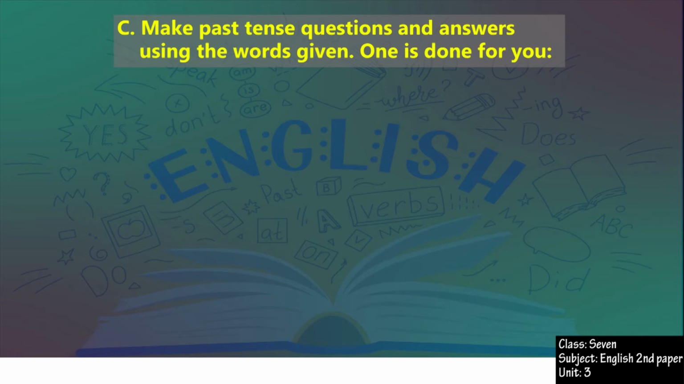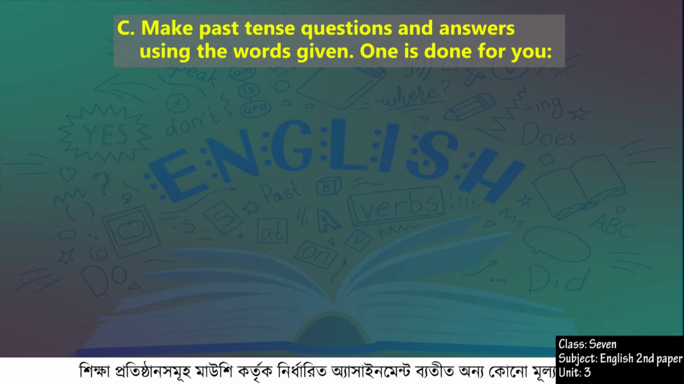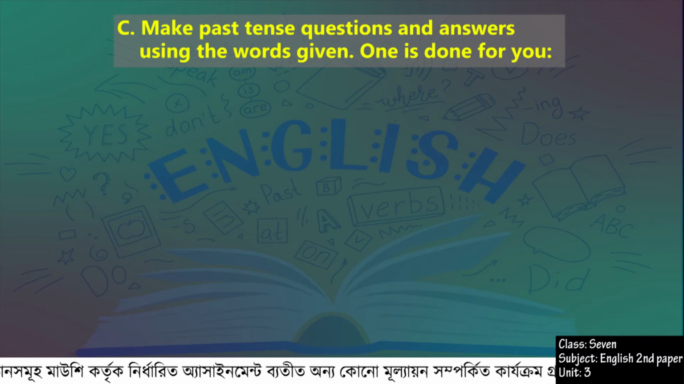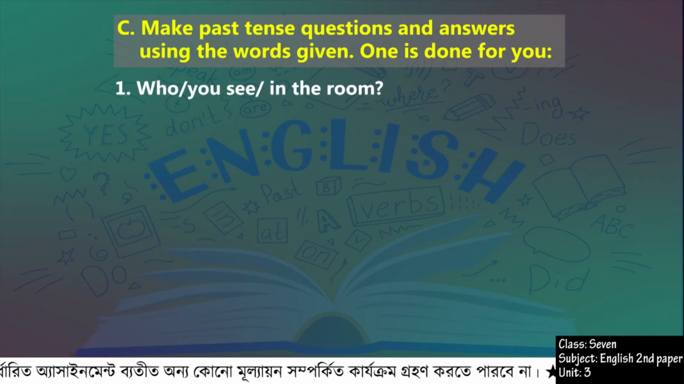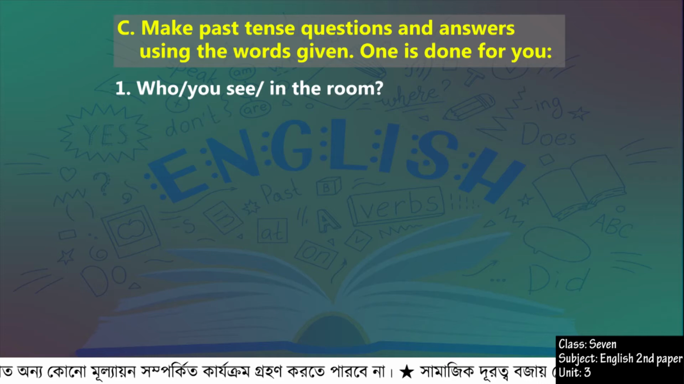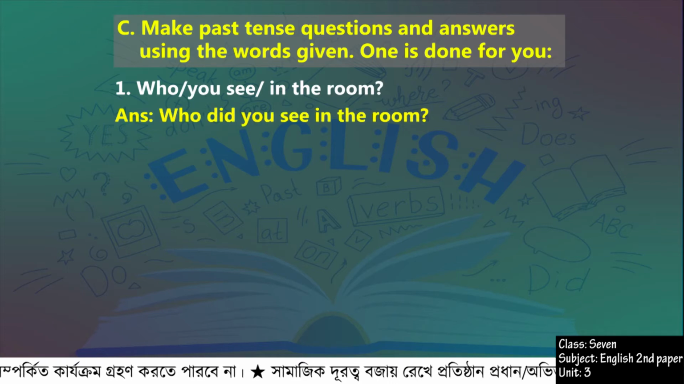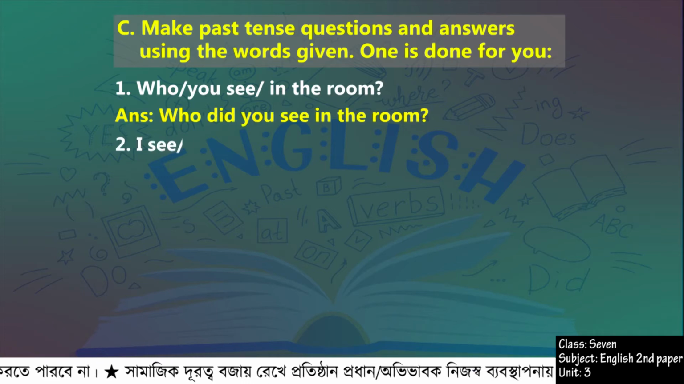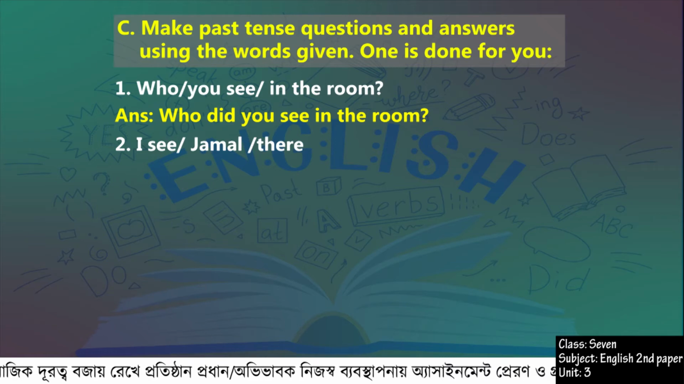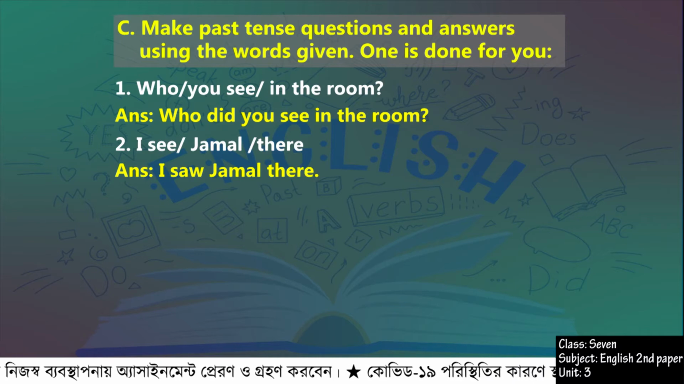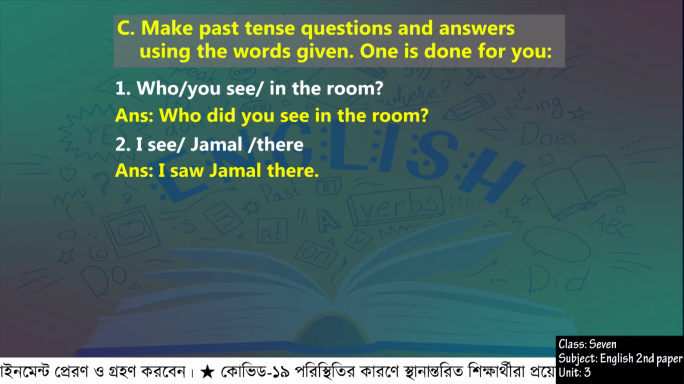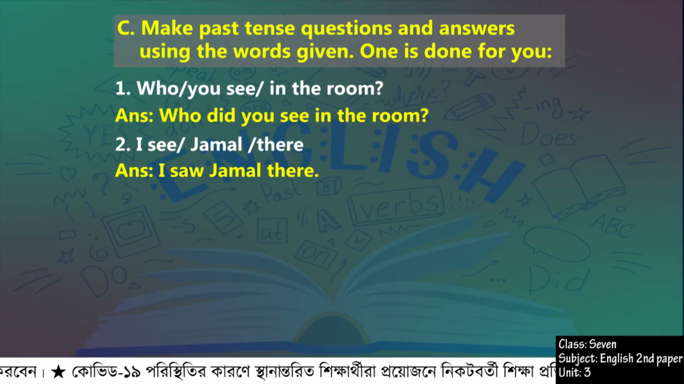Now we will see section C. Make past tense questions and answers using the words given. One is done for you in the book, and I will help you to do the rest of the examples. Number 1. Who you see in the room? It will be, who did you see in the room? Number 2. I see Jamal there. The correct form of the sentence will be, I saw Jamal there.